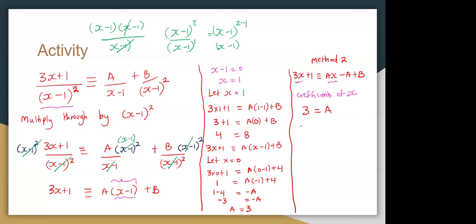Then I go to those without x. I say constants for constants. For constants, this side I have 1. I will equate to negative a plus b. But what is my a? My a, I've obtained it as 3.